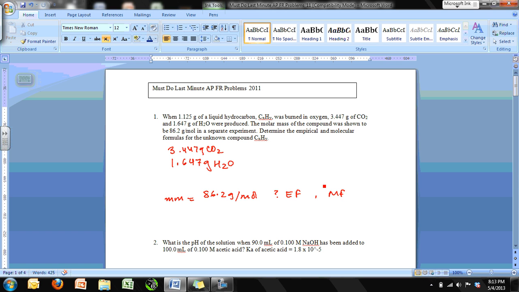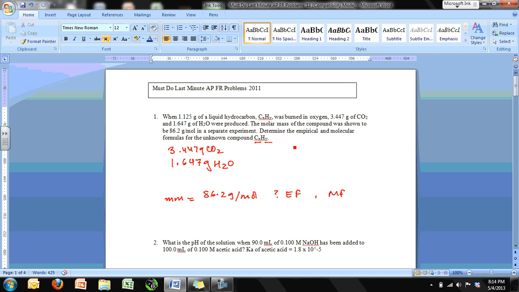So as you recall, the empirical formula refers to the smallest whole number ratio of moles, and because it's a hydrocarbon made up of just carbon and hydrogen, if we can figure out the moles of carbon and moles of hydrogen, then we can calculate its empirical formula. And that's a pretty simple problem.